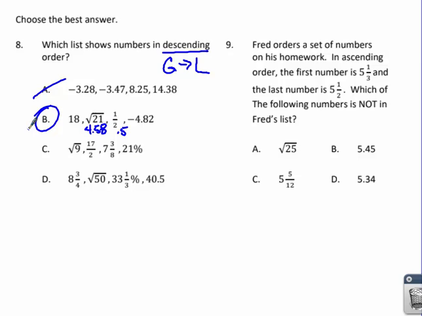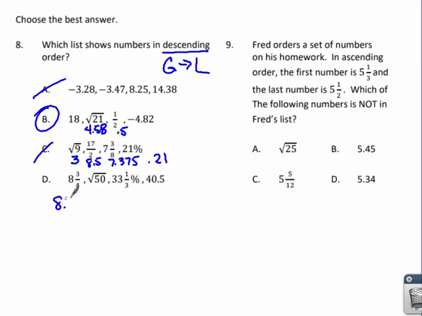But if you look at the rest of these, on C, the square root of 9 is 3. 17 over 2 gives us 8.5. 7 3/8 gives us 7.375. And then 21% gives us 0.21. So when we look at those numbers, we go from 3 to 8 to 7. That 3 messes things up, and it's not in descending order. So C is out.